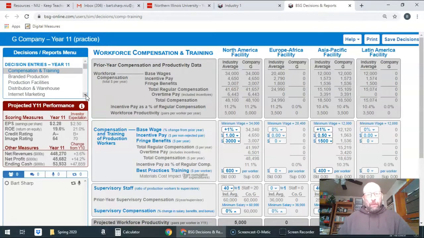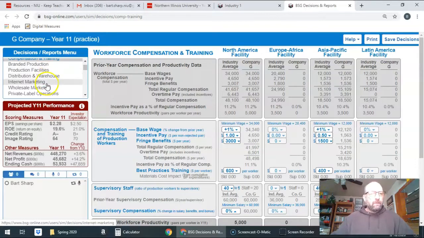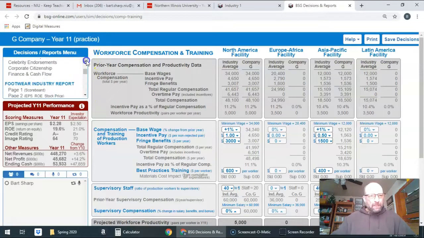So each round of the simulation, each year that you're running this company, you're going to have to make decisions about each one of these different areas. Compensation and training, clearly that's a human resource function. Production, that's an operations thing. Production facilities, also operations, a little bit of finance involved there. You've got distribution, you've got marketing, different kinds of marketing, different kinds of operations, and some other things that we're going to talk about, the celebrity endorsements.